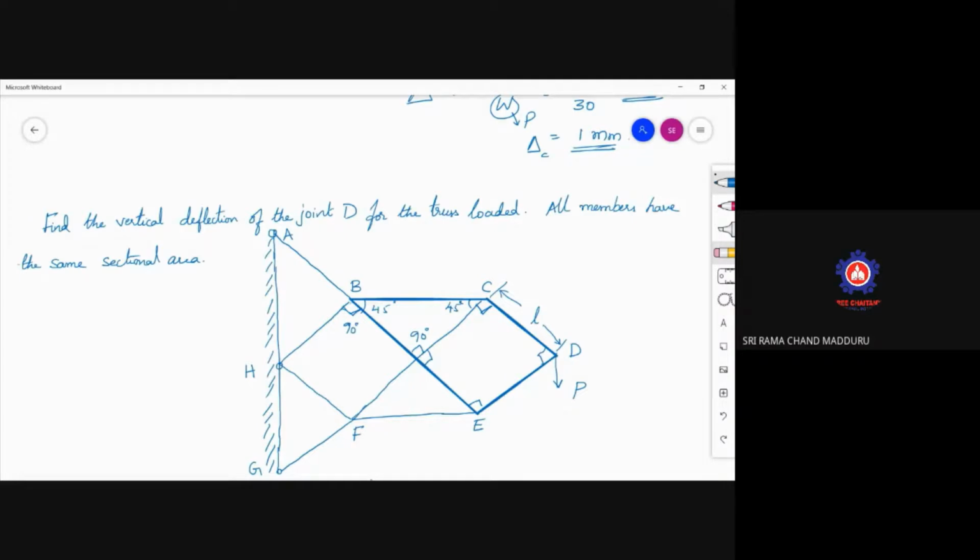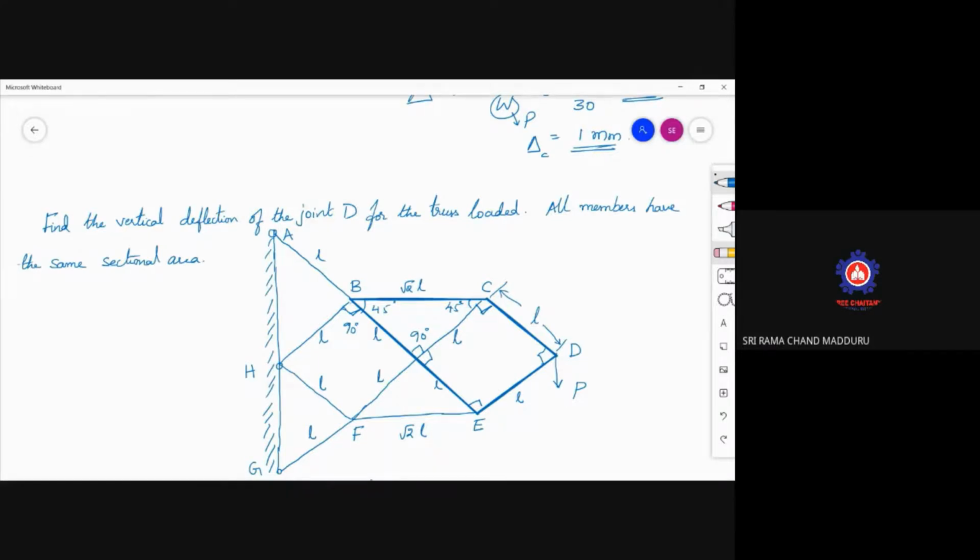So if this is L here, this is also L. This is also L. Now this is L, this is also L only. Length is the same. Whereas this is the hypotenuse, so square root of L square plus L square, that is nothing but root 2. This is also root 2 L. These are the lengths of the members.